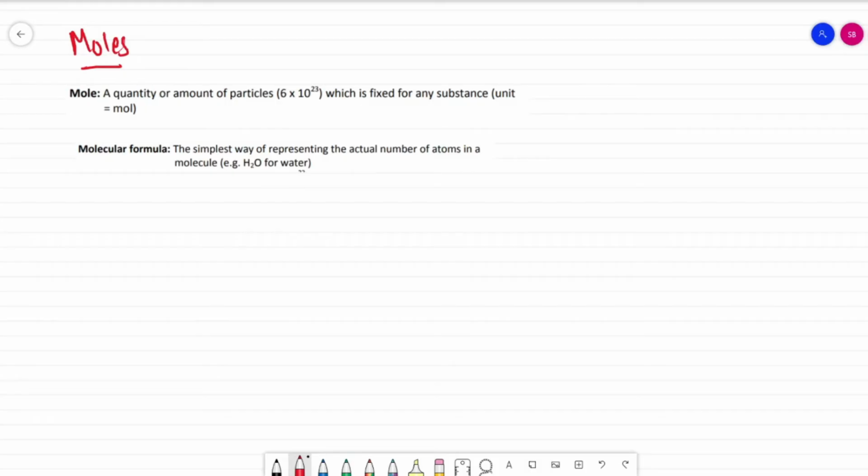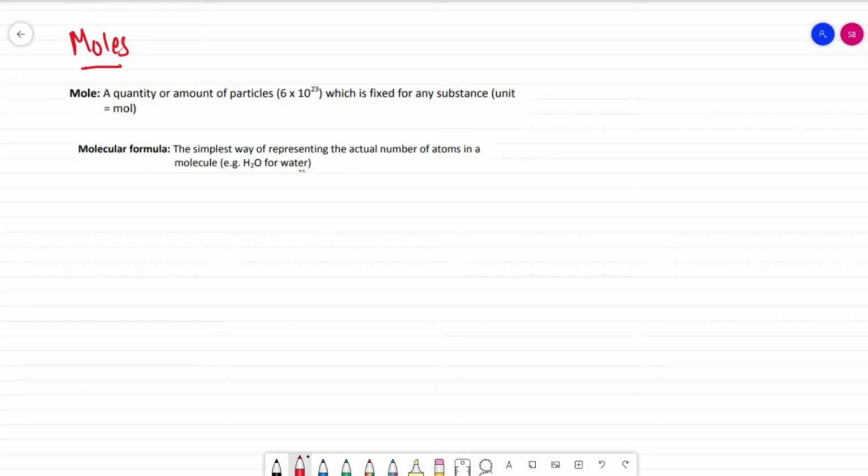Avogadro's constant is, in simple words, a huge number, written as 6.02 times 10 to the power 23, and this basically shows the amount of 1 mole of any substance. That is called the Avogadro's constant.